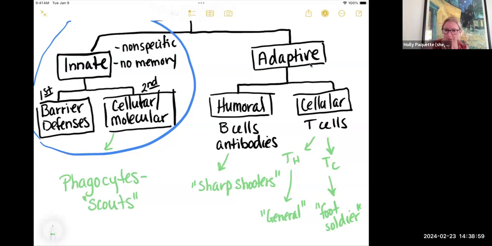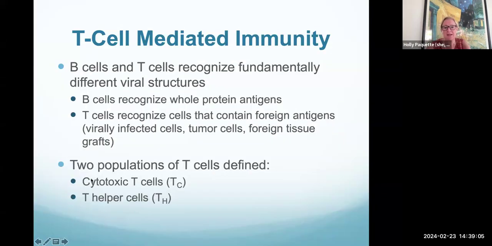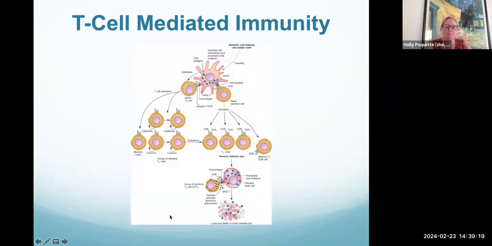Okay. So we'll go back to the PowerPoint and walk through these. As I said, the two populations of T cells are our cytotoxic T cells, which we often shorten to T with a subscript C, and our helper T cells, the generals, which is the T with a subscript H.